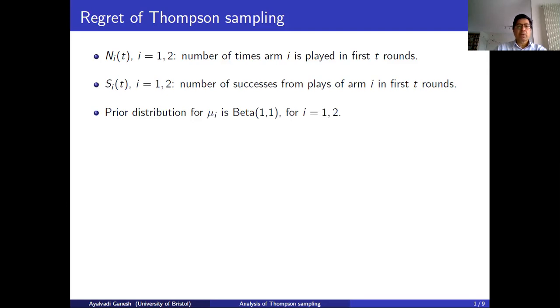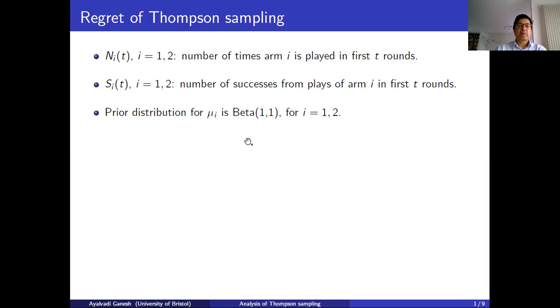So the parameter mu i, the success probability on arm i, is unknown, and we express our lack of knowledge of this parameter by putting a prior distribution on it. We represent our lack of knowledge as a probability. And the prior we choose is a beta prior with parameters 1 and 1, which is in fact the uniform distribution between 0 and 1.